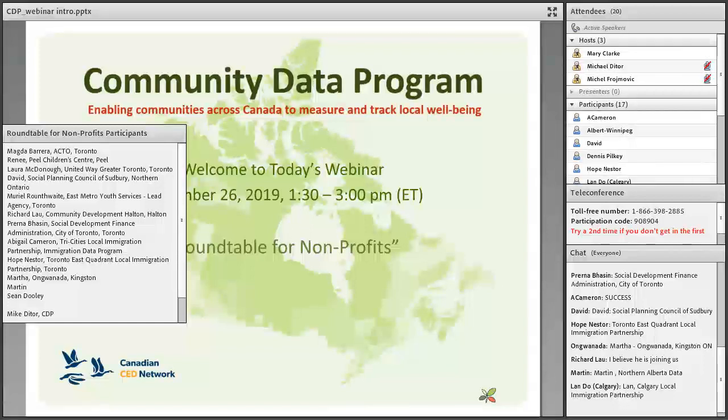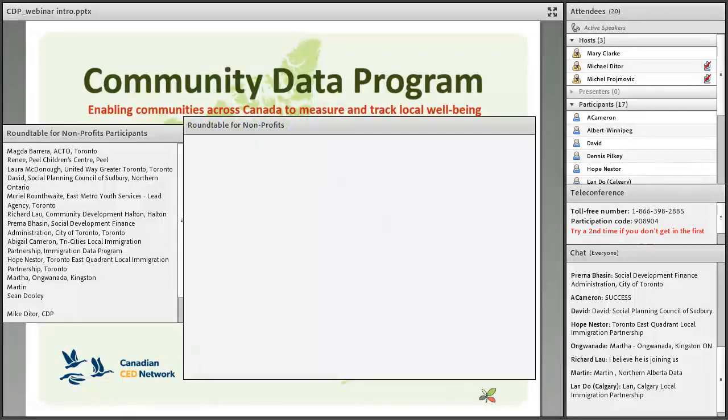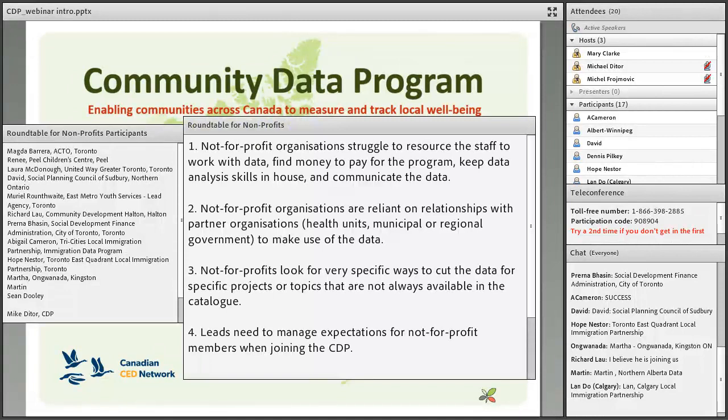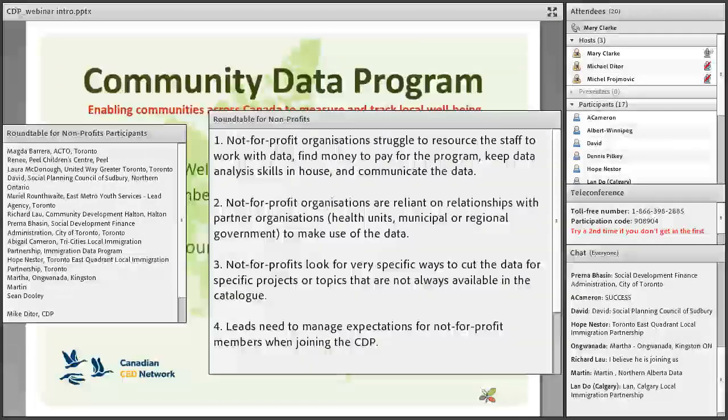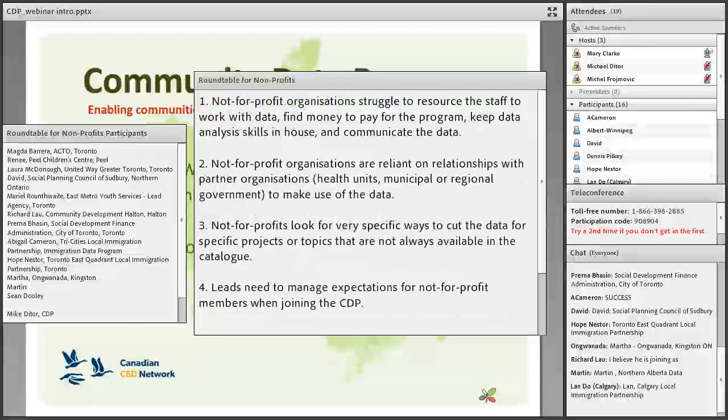with Ted, and Ted is in community development in Halton. He's been with the program for quite a long time, so he's got some good perspective on things and being involved in the program. And what we came up with was a couple of statements that may or may not be true for nonprofits working with the community data program.